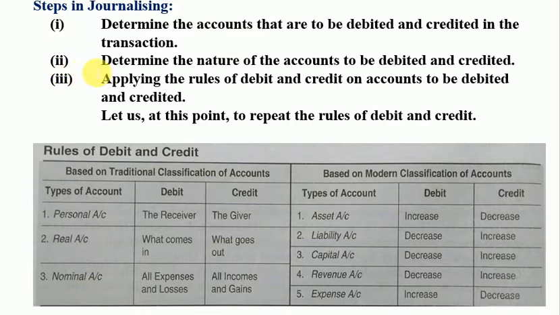Now comes another step, that is determining the nature of accounts to be debited and credited. Nature of accounts, as we had already discussed in our earlier classes also, we have five natures of accounts: assets, liabilities, capital, revenue and expenses. Here you can see also. So first of all, we'll determine the nature of accounts, and with the help of these natures, we'll identify which one will be debited and which one will be credited.